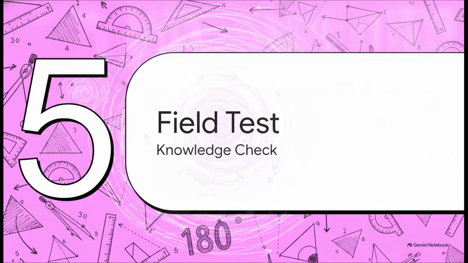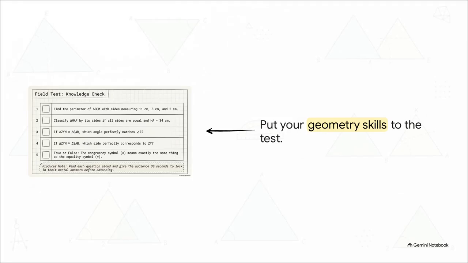Section 5. Field Test Knowledge Check. All right, explorers, we've mapped the anatomy, classified the species, discovered the 180-degree internal law, and navigated the mirror world of congruence. It's time for a survival test. I'm going to read these out, and I want you to mentally lock in your answers as we go. Ready? Question 1. Find the perimeter of triangle BOM with sides measuring 11 centimeters, 8 centimeters, and 5 centimeters.